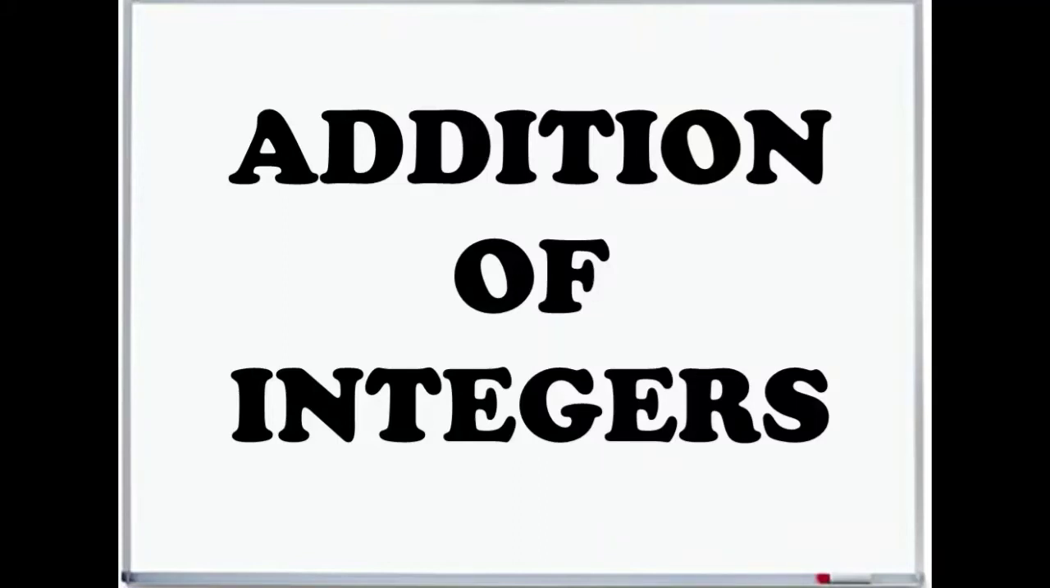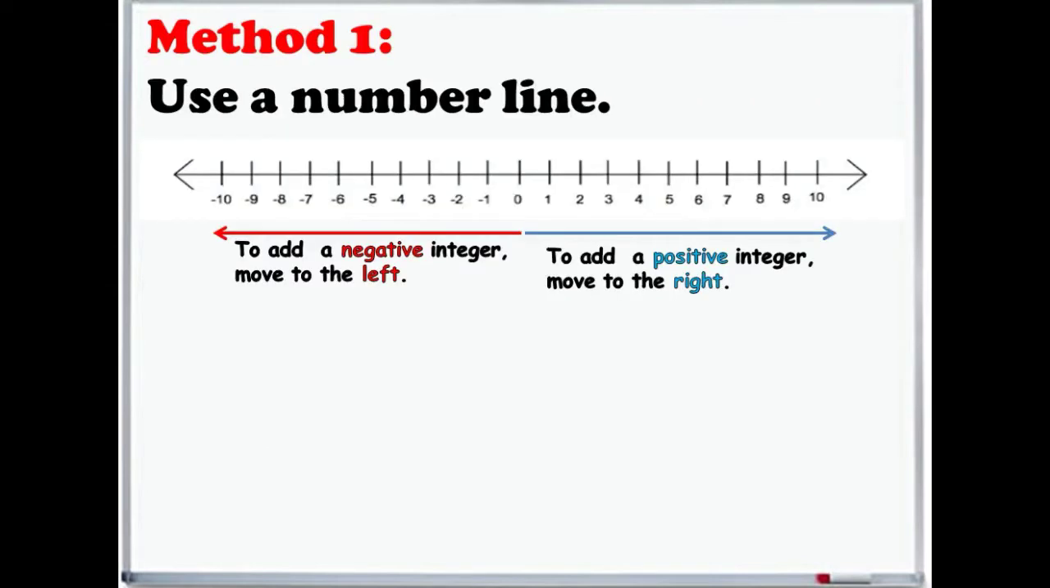Magandang araw! Pag-uusapan natin ngayon ay addition of integers. So remember, we have our method number 1 using a number line. When you add a positive integer, kailangan mag-move tayo sa right. Kapag naman nag-add tayo ng negative integer, kailangan nating mag-move sa left.